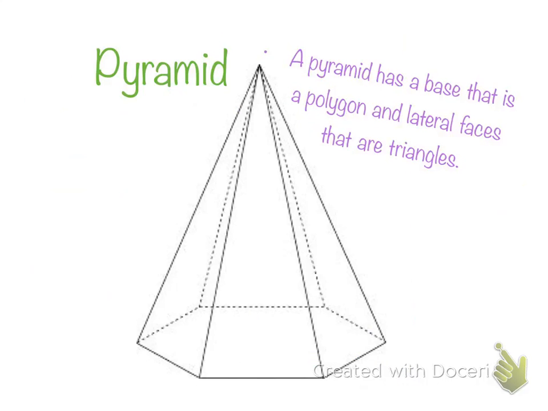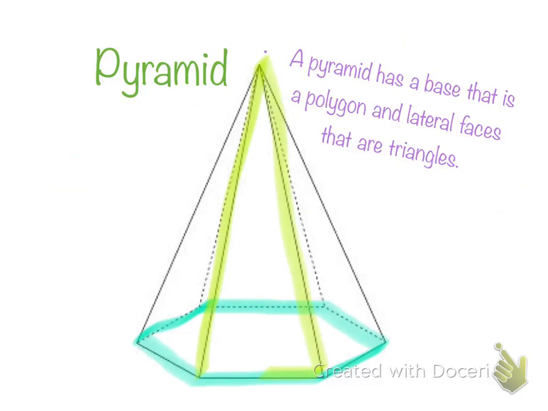Up next is a pyramid. So a pyramid is special because it has a base that is any polygon, so it doesn't necessarily have to be a certain shape on the bottom. But what's really cool is that all of the lateral faces on the sides are triangles that all come to a common point at the top, but every single side is going to be a triangle. So this is what makes a pyramid so special. So go ahead and pause this so that you can draw your sketch.